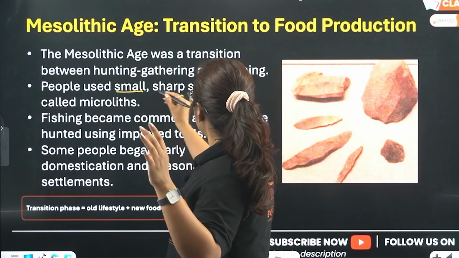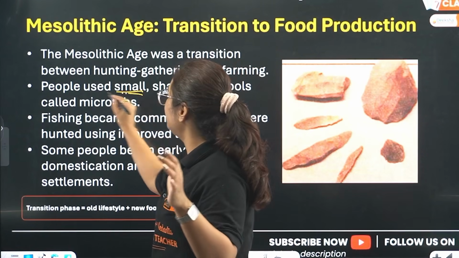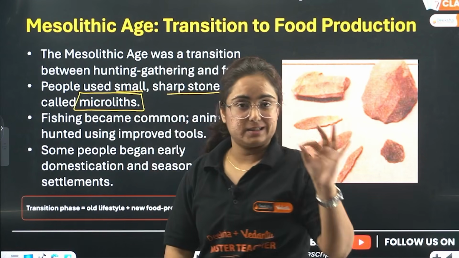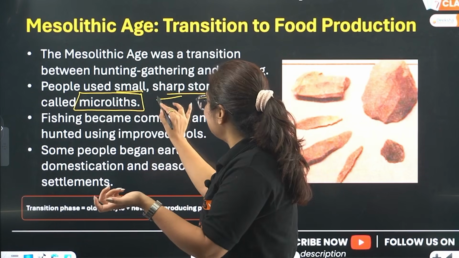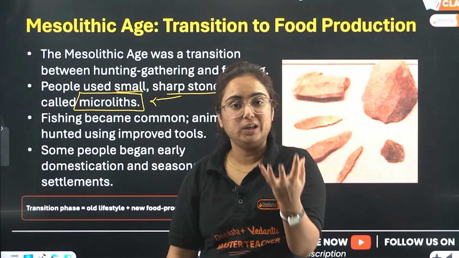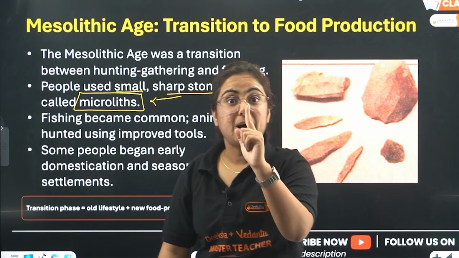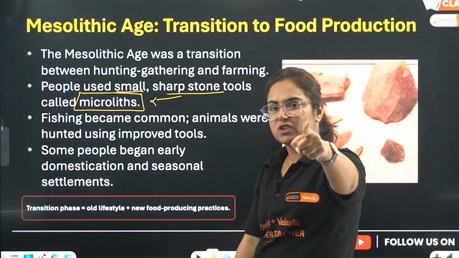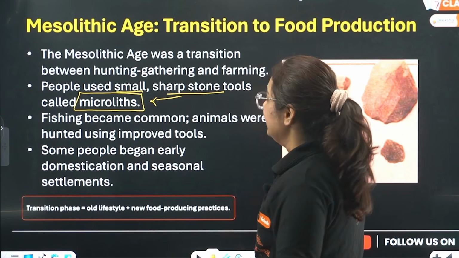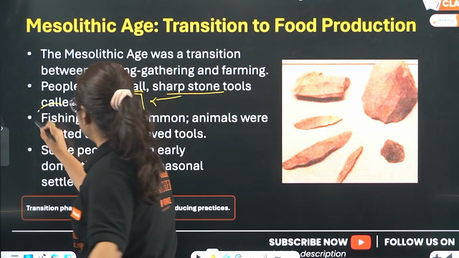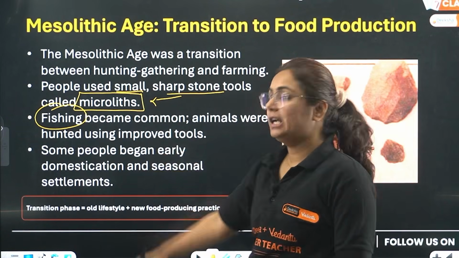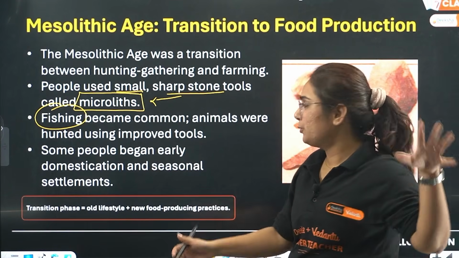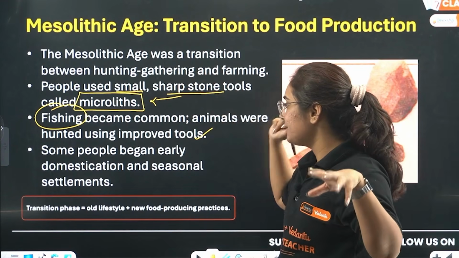People use small sharp stones which are known as microliths. Micro means small, lith means stone. Okay, so what are the stones or tools found in the Mesolithic age known as? Microlith. For sure, an MCQ question, thank me later. Okay, now here one more activity is added in the list, that is fishing. It became common, beta. Animals were hunted, same as they were doing, but with improved tools, that were microliths.